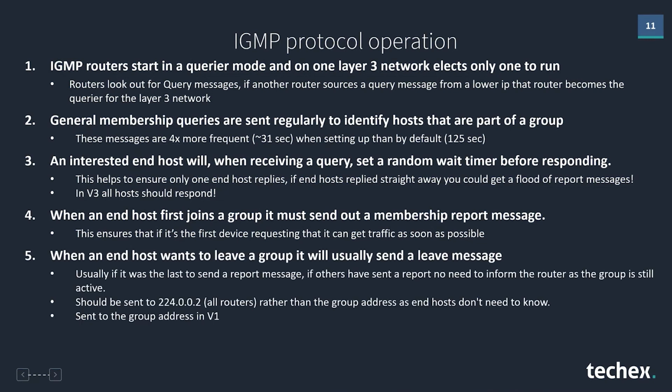Then, if an end host wants to leave a group, it'll usually send a leave message. It can time out, it can just die off silently, but it will send a leave message if it was the last to send a report message. So if others have sent a report message, there's no need, because the routers are basing their forwarding of traffic on that report message that was initially sent. So if you as an end host haven't sent a report message, there's no point for you to send a leave message because the router doesn't know about you. The exception to that is in v3, where the router is keeping track of all of the individual end host states.